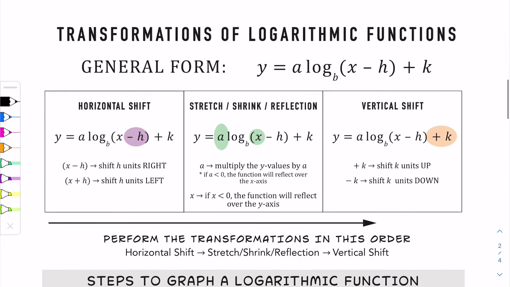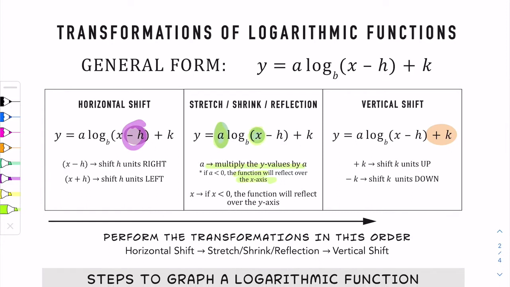The transformations are the same as what they've been all year. We have our horizontal shift, which is our h value. If you're subtracting h, you're shifting it to the right. If you're adding h, you're shifting it to the left. The a value is going to tell you if you're stretching or shrinking. In that case, you multiply the y values by a. If your a value is less than 0, it's telling you to reflect it across the x-axis. And also, if your x value is less than 0, you need to reflect your graph across the y-axis.